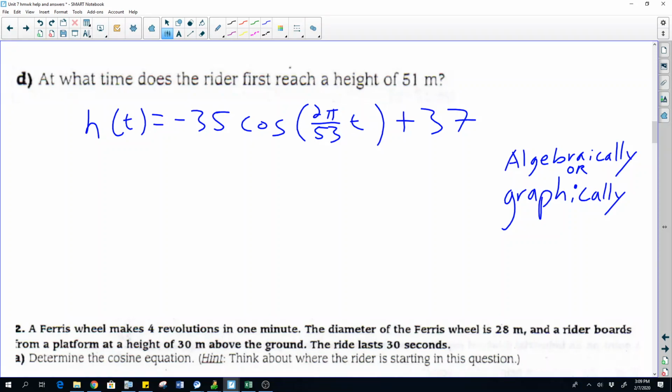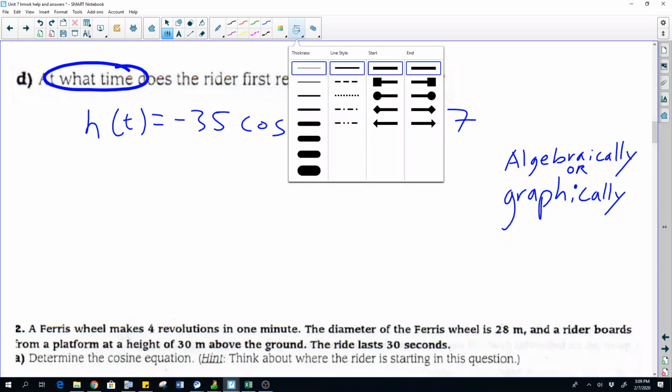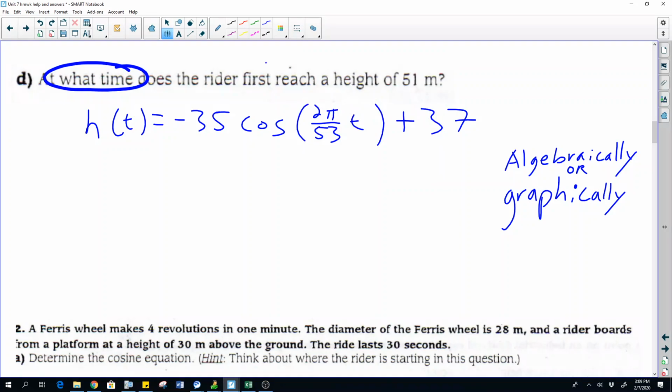So it's actually supposed to be a t because we're solving for t. To solve for t, we need to have a height. Oh, they gave us height, 51 meters. So this represents height, and we're going to replace height with 51, which is what they told us to when we're going to reach our first height.